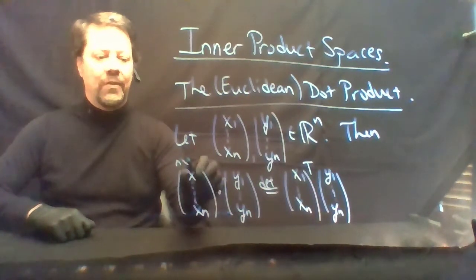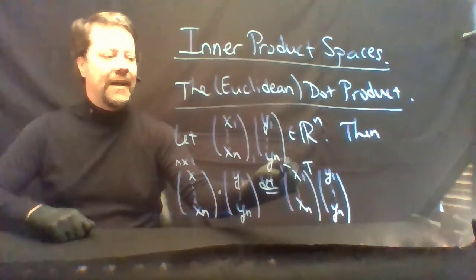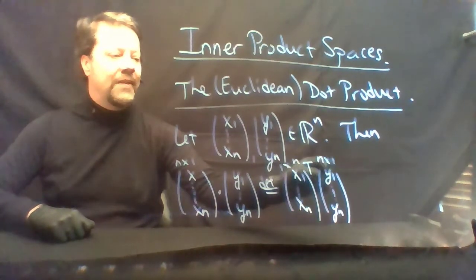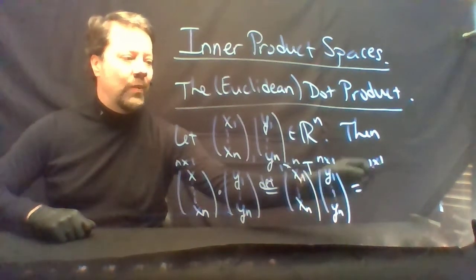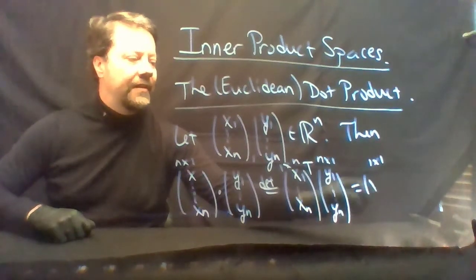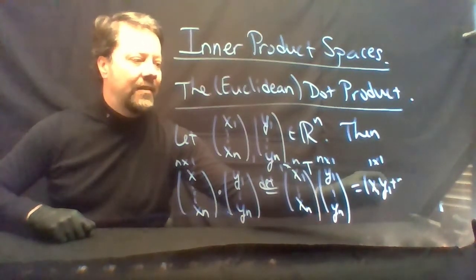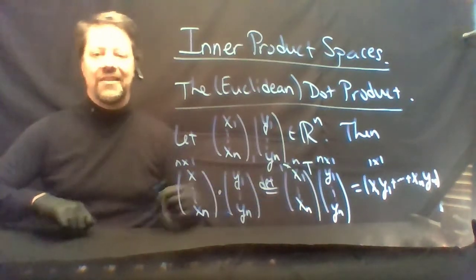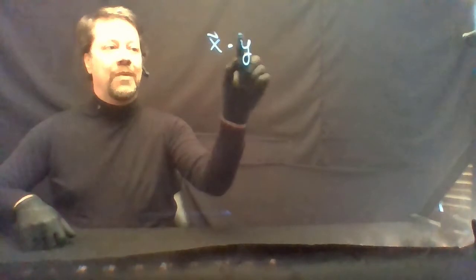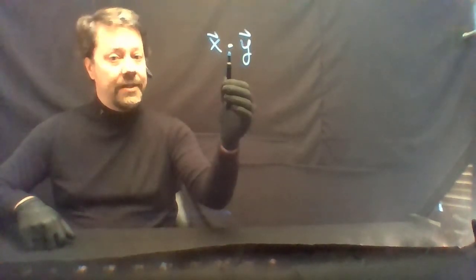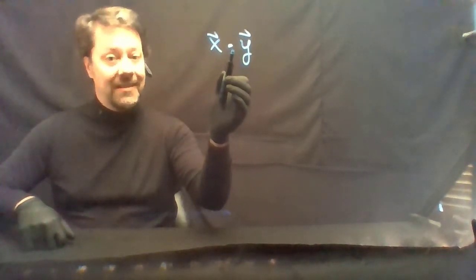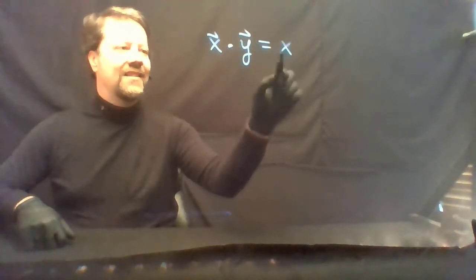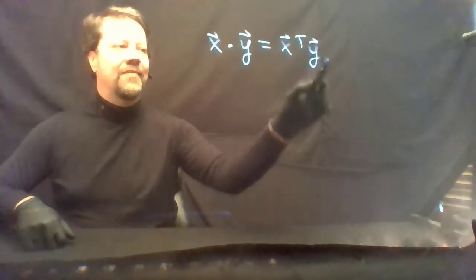Now this is n by 1. Its transpose will be 1 by n, times an n by 1 yields a 1 by 1. And so you end up with x1 y1 all the way down to xn yn multiplied together and added up. In other words, the dot product of two vectors in Rn, usually denoted with a very conspicuous dot, is x transpose y.